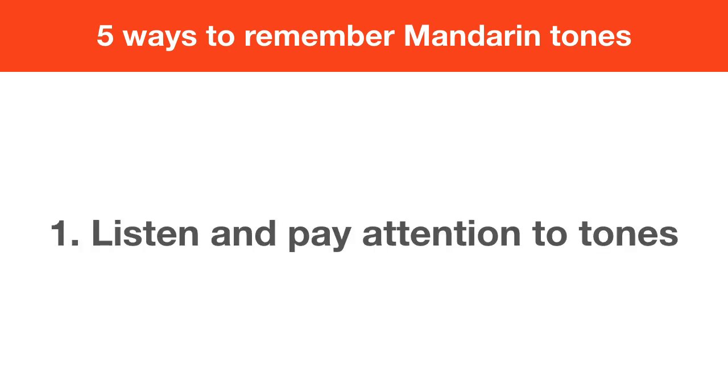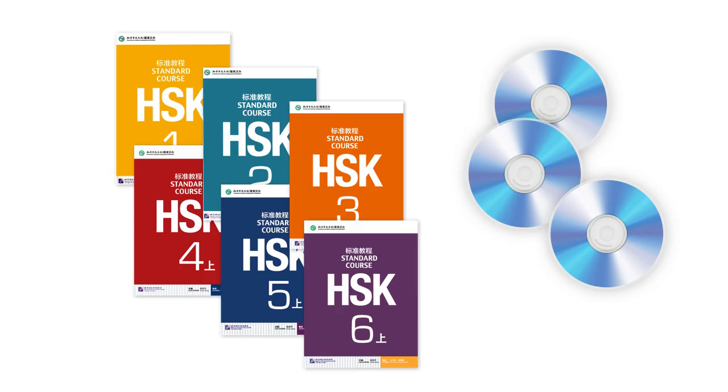Number 1, listen and pay attention to tones. When you learn a new word, always learn with audio. Listen to the audio repeatedly and pay attention to the tones. If you use a textbook, the textbook usually comes with audio. Download the audio to your phone, listen to them repeatedly while you walk, do your dishes, etc. This way you can be exposed to the same word repeatedly.